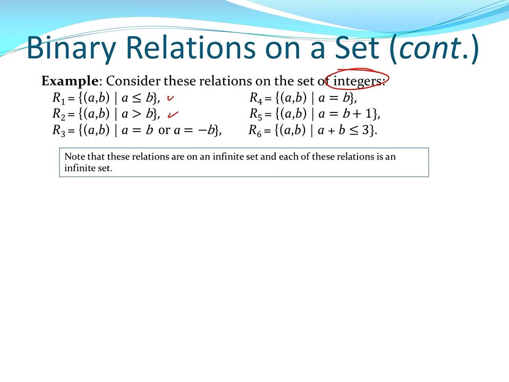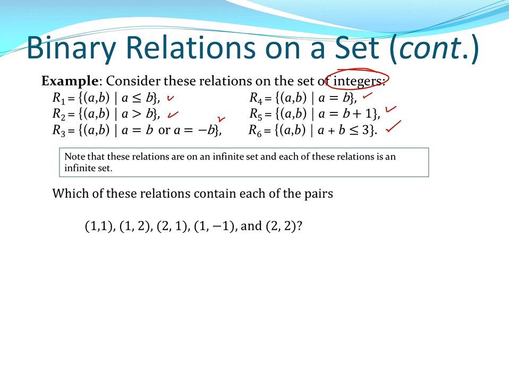The third one is the set of ordered pairs (a, b) such that a is equal to b or a is equal to negative b. R4 is the set of ordered pairs such that a equals b. R5 is the set of ordered pairs (a, b) such that a equals b plus 1. And R6 is the subset of ordered pairs (a, b) such that a plus b is less than or equal to 3. Let's evaluate some ordered pairs and see if they're in any of these relations.